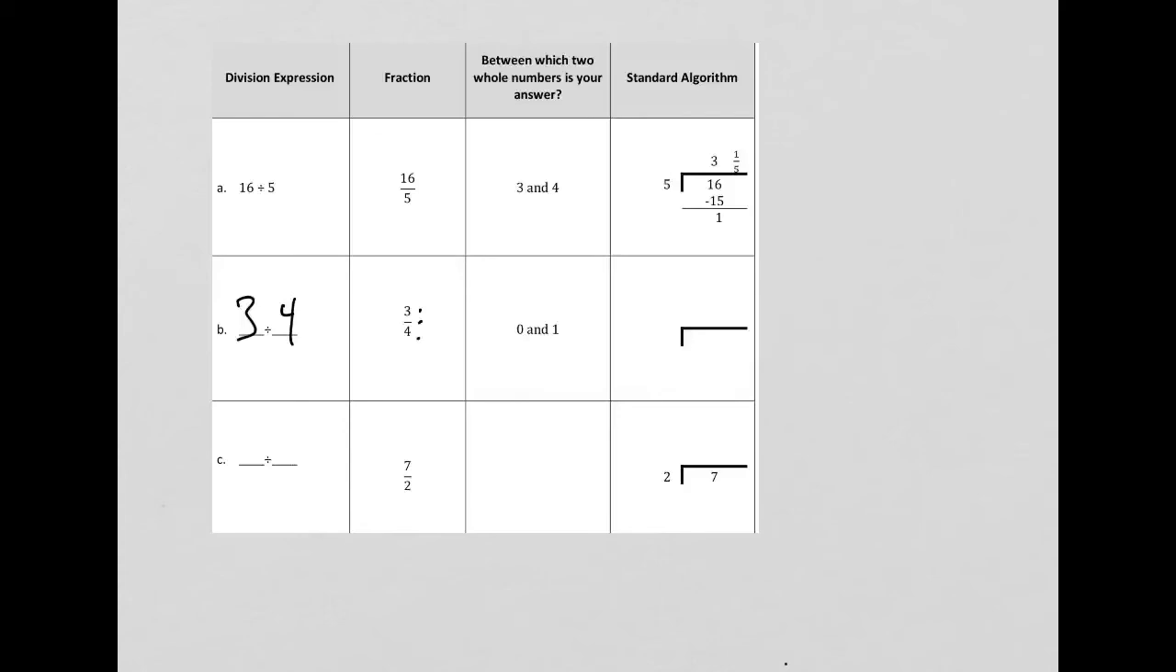Now I can solve that using the standard algorithm by saying 3 divided by 4. Remember, our whole number always goes inside of our box, and then we're doing 3 divided by 4.